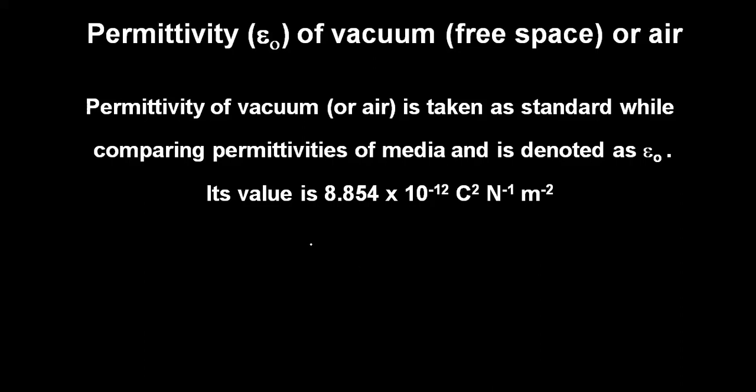The value of permittivity of vacuum or air, free space or air, is 8.854 into 10 to the power minus 12 coulomb square, Newton to the power minus 1, meter to the power minus 2. So make a note of the value of permittivity of air or vacuum.